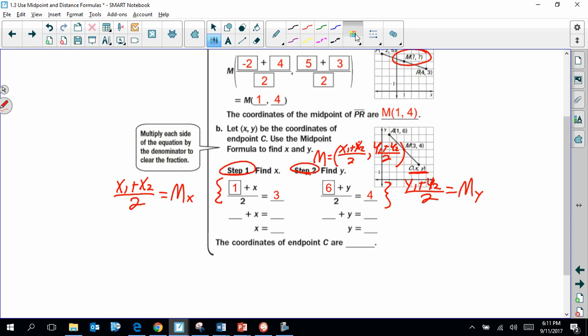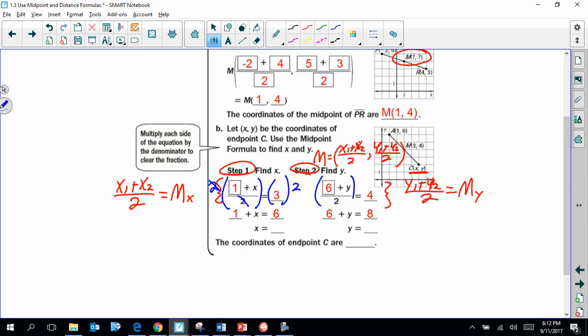Let me go ahead and pick another color here so not all the red blends together. What we're doing is I'm going to say on the left side of the equal sign I'm going to multiply by 2, and on the right side of the equal sign I'm going to multiply by 2. We're going to do the same thing for the y's, and when I do, I'll be left with 1 plus x is equal to 6, because here 2 divided by 2 is equal to 1, and on the right side 3 times 2 is equal to 6. So that's how we're winding up with 1 plus x is equal to 6.